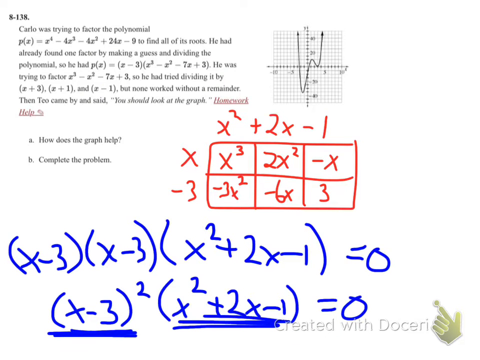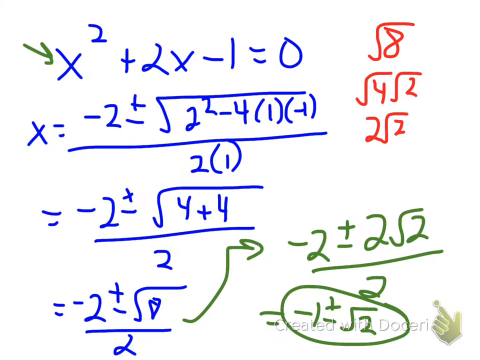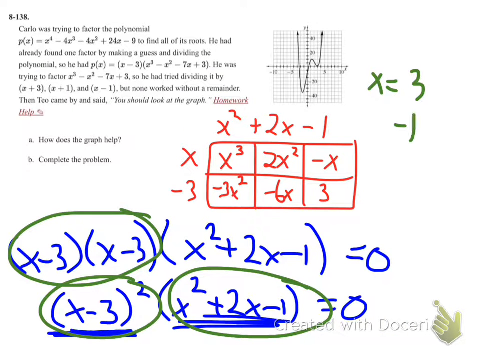So now, when I think of my roots, I want all of the roots. So what I'm going to do is I'm going to have from these two, which is that one squared, I have x equals positive 3. And then from this one, I have negative 1 plus or minus the square root of 2. So those are now my 4 roots. 3 is a double root. I don't have to write it twice, but it's a double root, and then I have 2 of them here with a plus or a minus. You can write them separately or write them together. It does not matter.